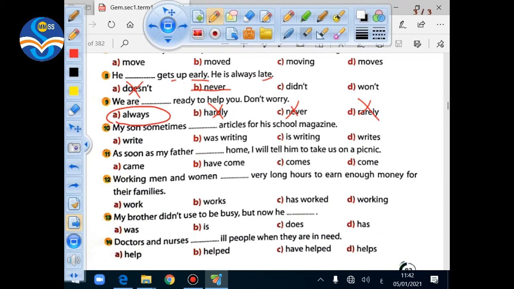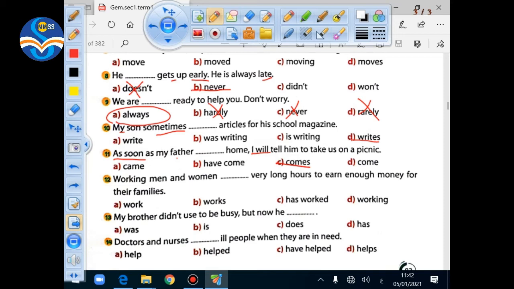My son sometimes blank articles for his school magazine. Sometimes means it's a keyword of the present simple. And my son is he, so I should put verb plus S, which is writes. As soon as my father blank home, I've got a conjunction here, as soon as. And I've got will here, which is a future. So I should put present simple. My father is he, so it should be verb plus S, which is comes.